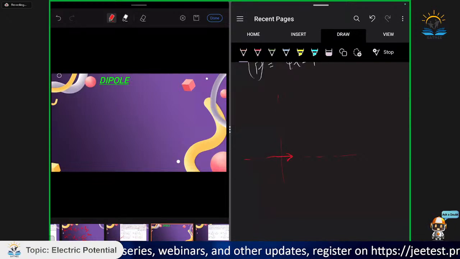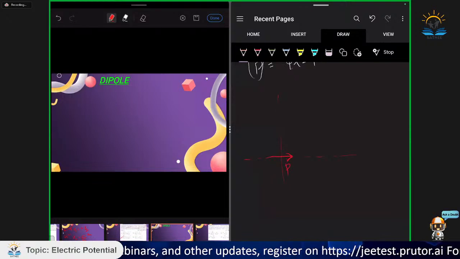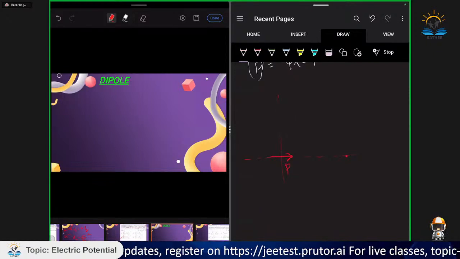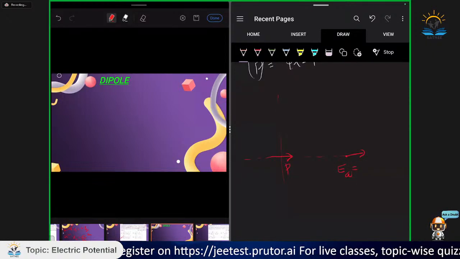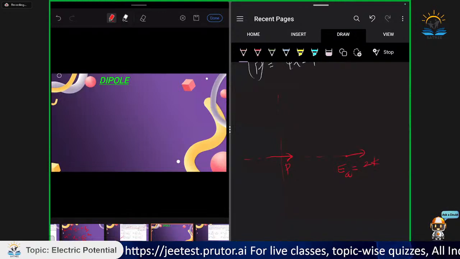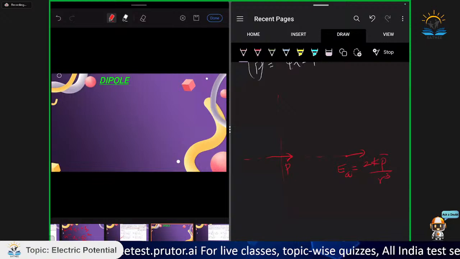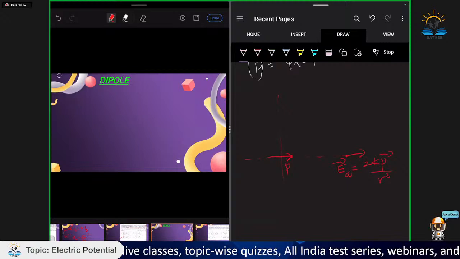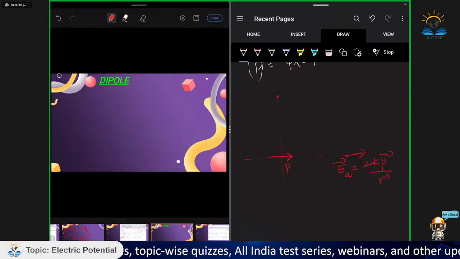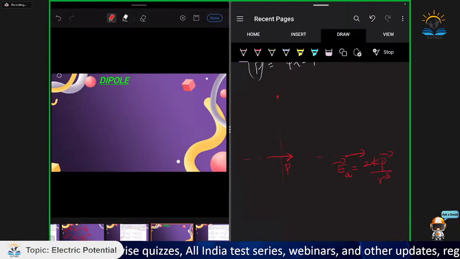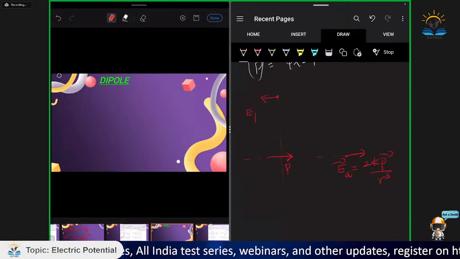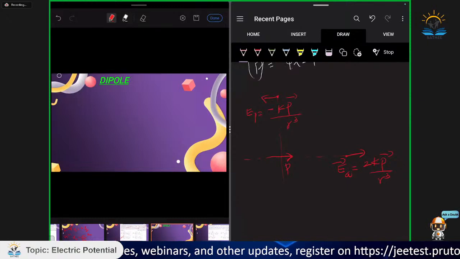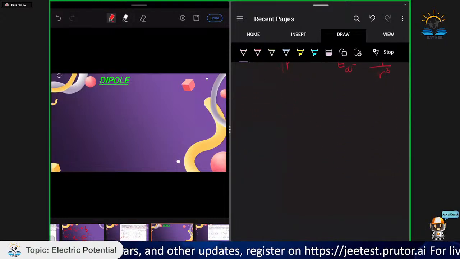This is a dipole, P. The electric field along the axis will be in the same direction, and E axial will be 2kp by r cube. Yeah, same direction, 2kp by r cube. And along the perpendicular direction, towards the opposite, E perpendicular will be minus kp by r cube. Right?